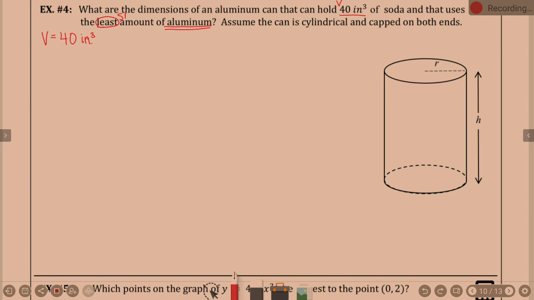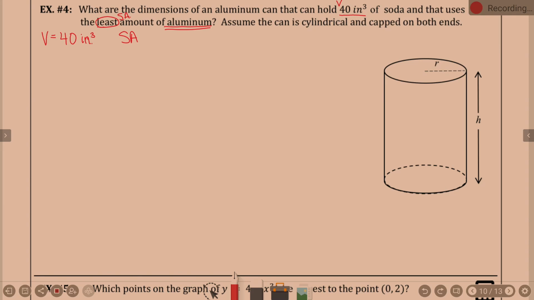surface area. Okay, now they gave us the volume information because we're going to use that. That's going to be our secondary equation. Our primary equation is the surface area because that's what we're trying to minimize. I tend to use SA for surface area. However, you could just use S or A. As I look at my notes, I changed it up to S of something here.